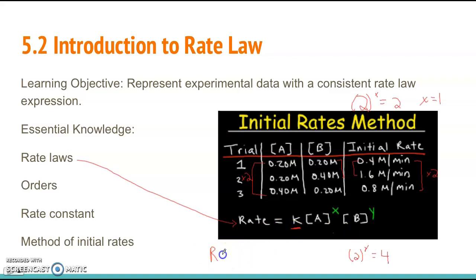So then once we get the order for each reactant, now we can rewrite the rate law. Rate equals K, A to the first order, and B to the second order. And that would be the rate law for this reaction right here. And then we could take, like I said before, data from any one of these 3 trials, plug that in to this equation, and we can solve for the value for the rate constant K.